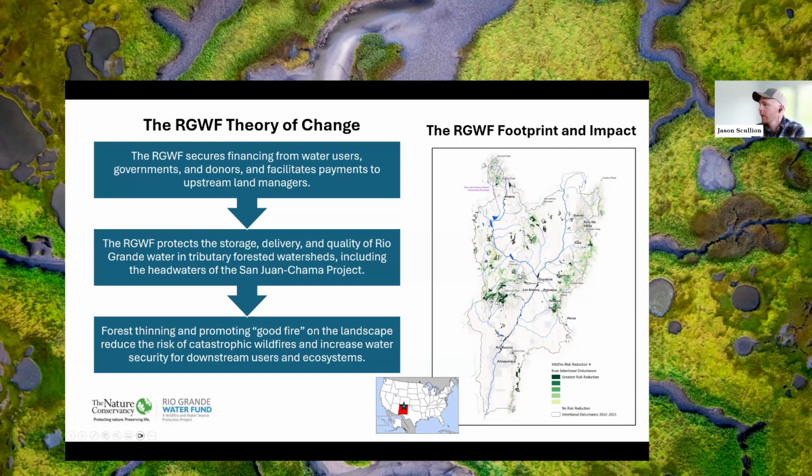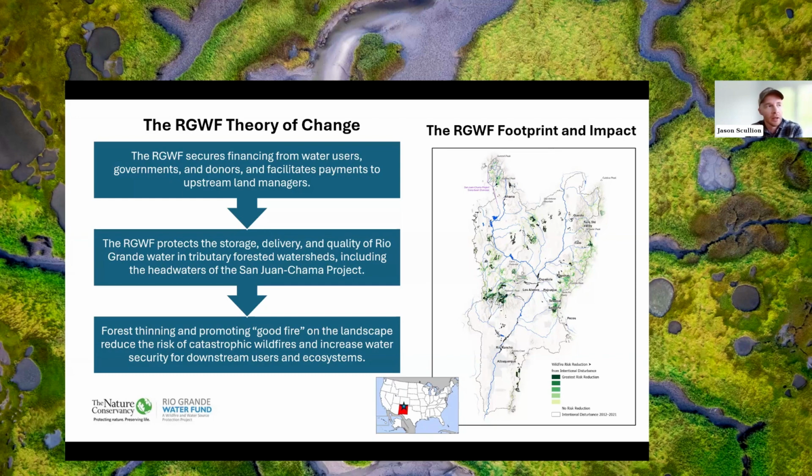One other thing I want to point out is in the far upper northern portion of the Rio Grande Water Fund footprint, our area of focus is the San Juan Chama project area. And this is a relatively small landscape with about 15,000 acres of treatable forest area. But this forest is incredibly important to water supplies in New Mexico. Essentially, about 50% of Santa Fe's water supply comes from this area, and about 90% of Albuquerque, our biggest city in New Mexico, gets its water from this area.